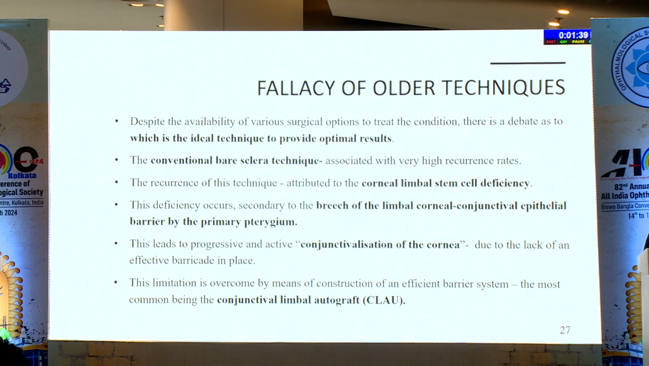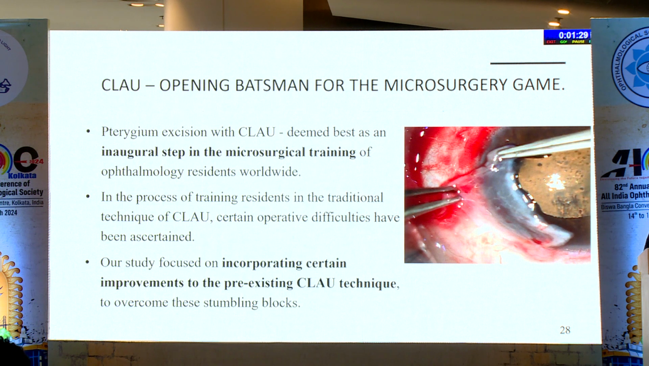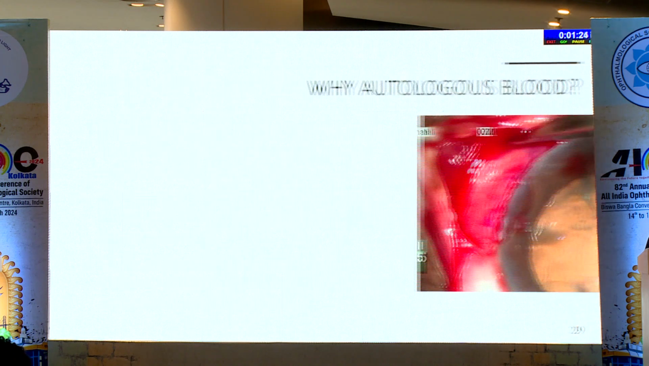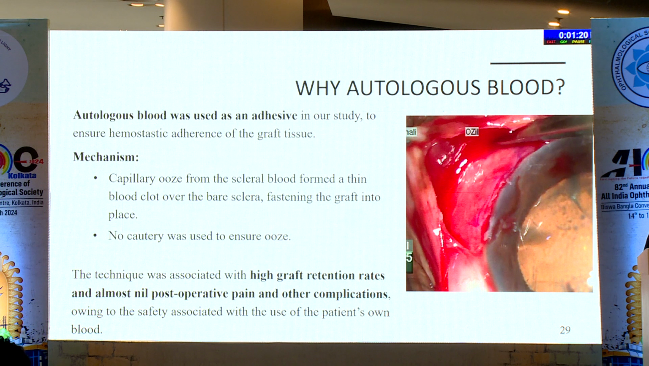Mainly the conventional bare sclera technique had a very high recurrence rate, mainly because of the corneal limbal stem cell deficiency. This we overcome with the help of the CLAU, which had the stem cells. We chose this method as the inaugural step in the microsurgical training because of the ease of the technique, and we added certain improvements to overcome common impediments. So we chose autologous blood as an adhesive because of the high graft retention rates and almost no complications because of the inert nature of using the patient's own blood.